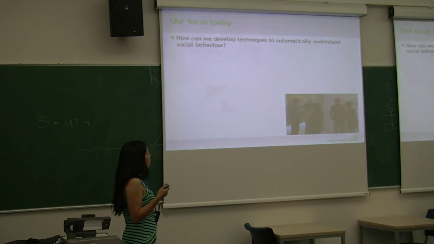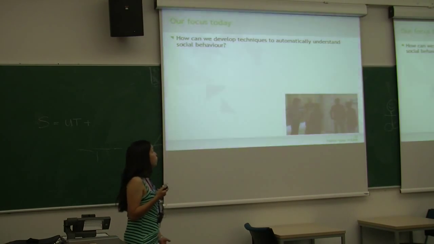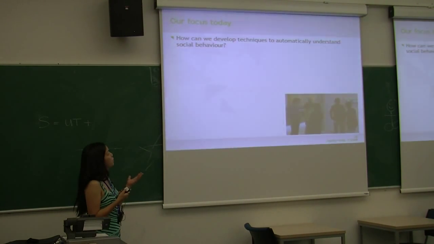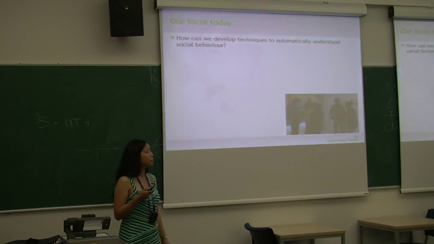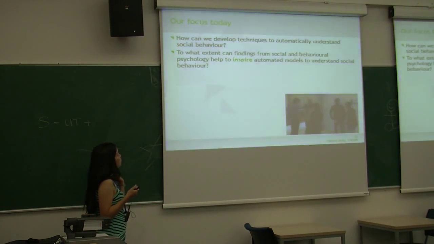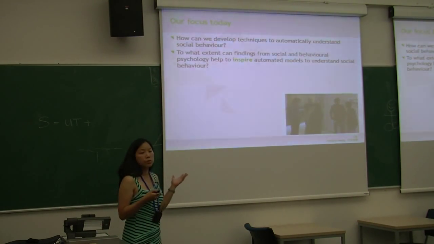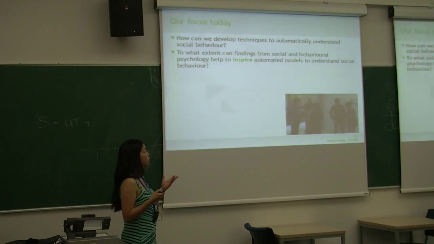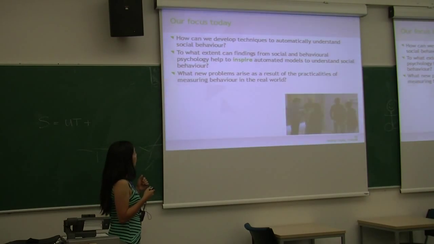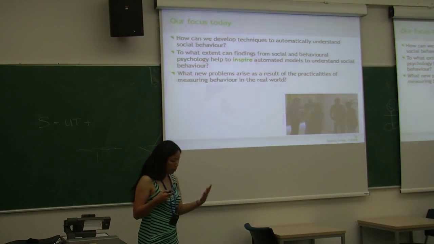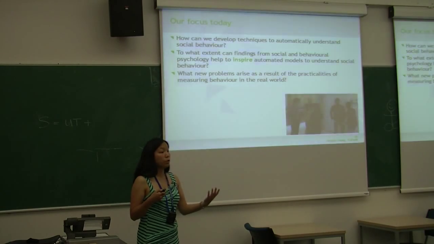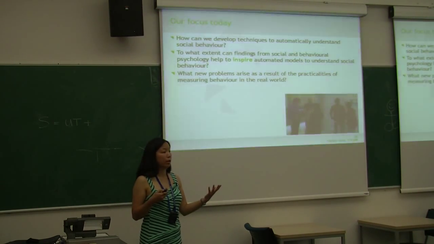So the research questions that I tend to address are about how can we develop techniques to automatically understand social behavior. And going back, following from the diagram that I showed you earlier, how can we use findings from social and behavioral sciences to inspire automated methods to solve these problems? And as well as that, if we go into the real world, into the wild, can we solve these problems in settings where, for example, the sensor data is not completely clean, but actually quite noisy?